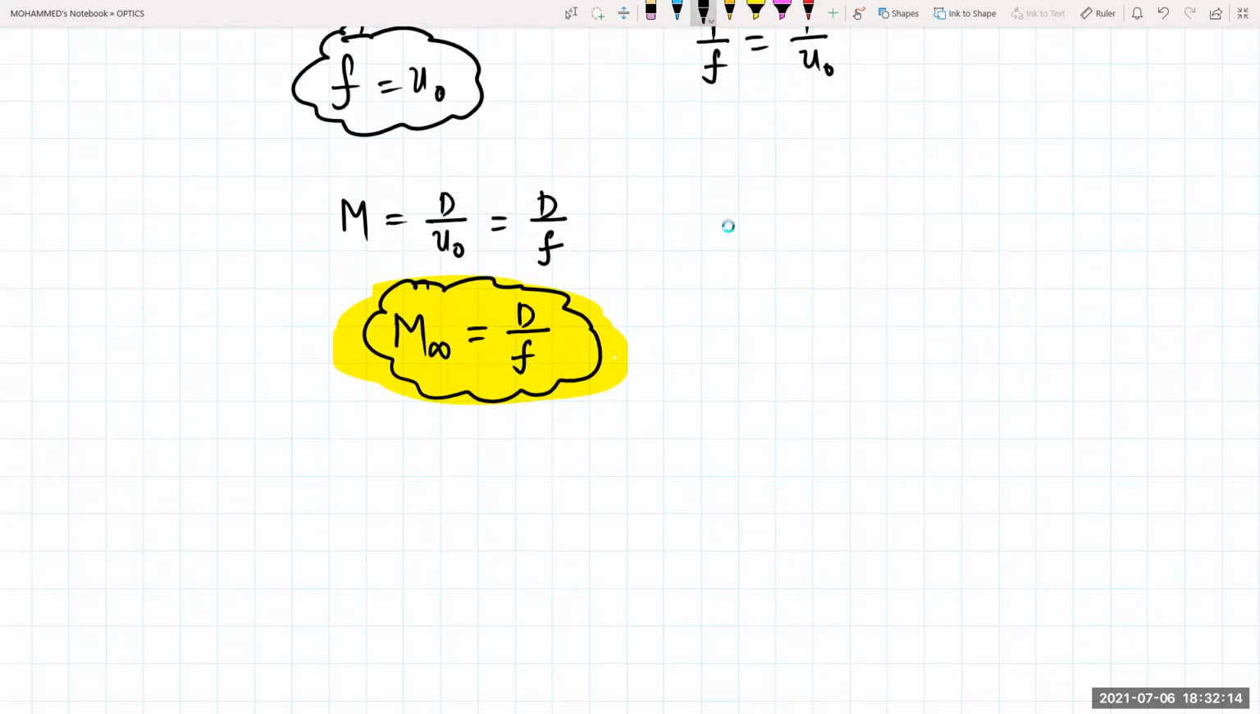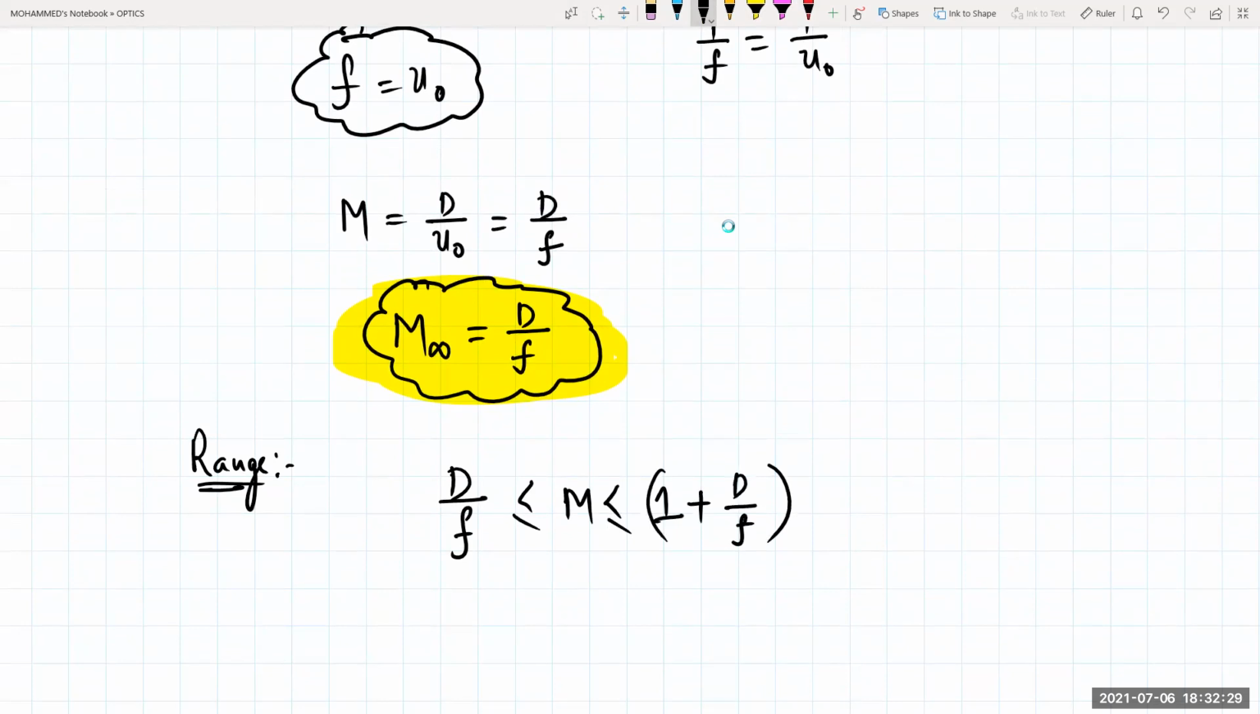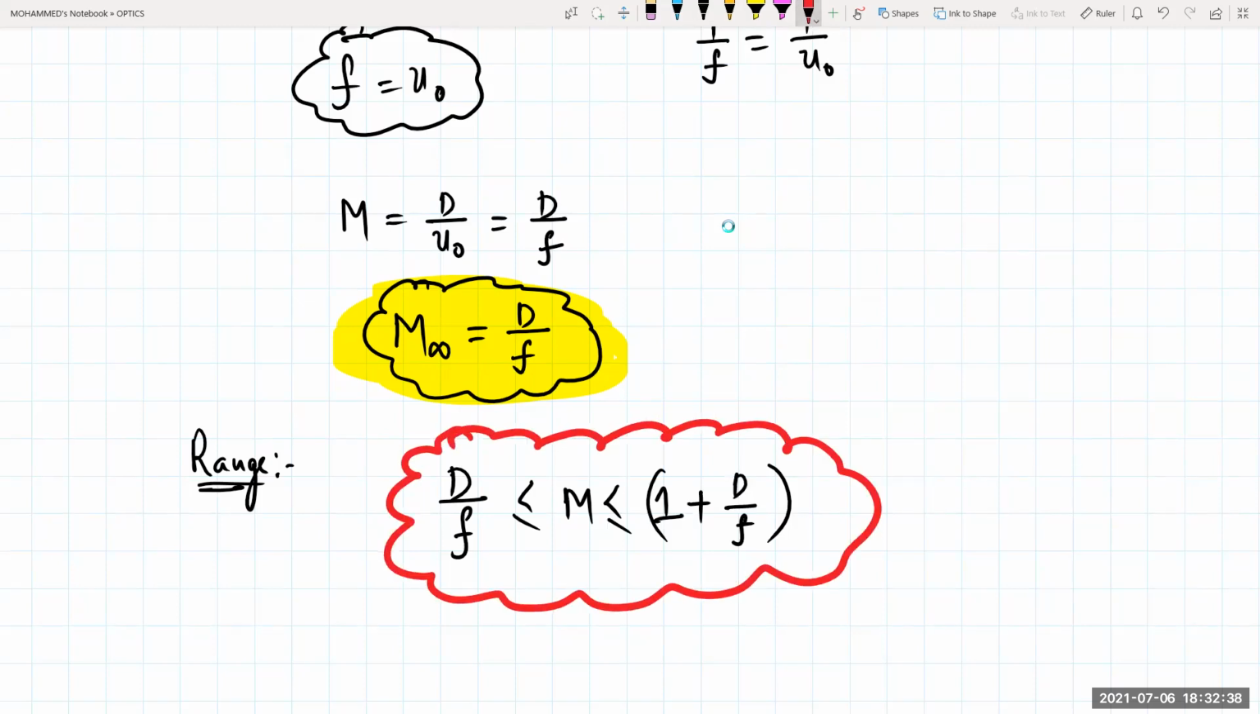Now, can I write the range for this one? What is the range of this simple microscope? At infinity it is D by f, and this must be less than or equal to the magnification, which must be less than or equal to 1 plus D by f. This is at infinity and this is at the least distance of distinct vision. So the range is D by f less than or equal to m less than or equal to 1 plus D by f. Is it clear?